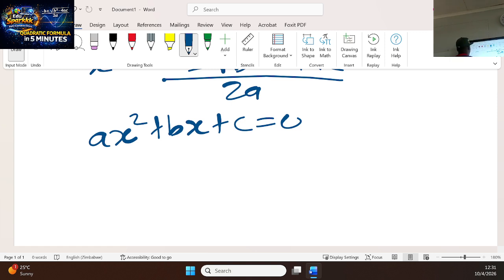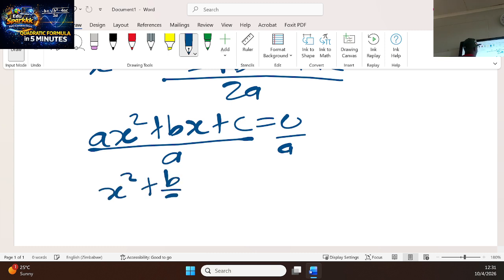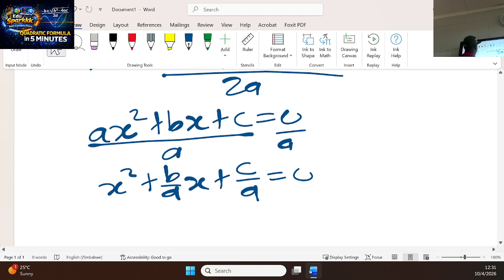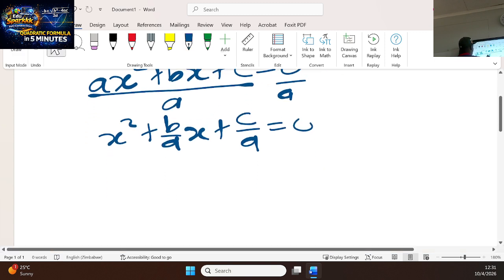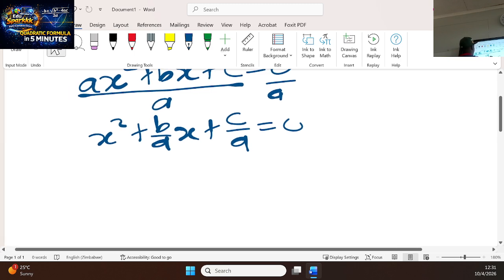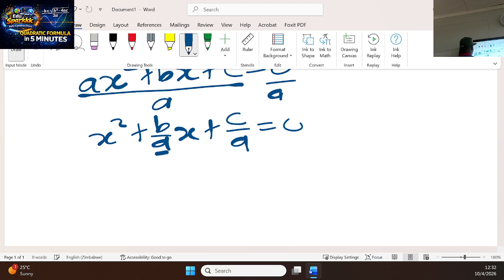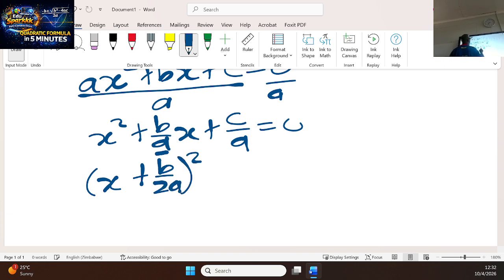First step is to divide throughout by a. So if we divide everything by a both sides, we end up having x squared plus b over a x plus c over a being equal to 0. Then what's our next step? If we want to complete the square, we are going to divide the middle part by 2. So we end up having x plus b over 2a all squared. Remember, there is plus c over a here.